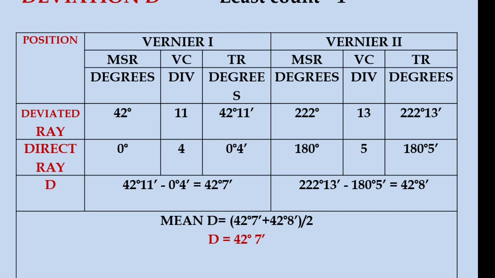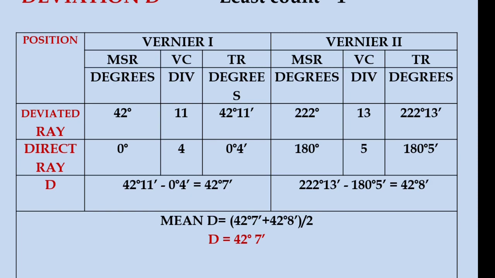And for the other vernier, the main scale reading is 222 degree and the vernier coincidence is 13 divisions. So the total reading is 222 degree, 13 minutes. To get D, the angle of minimum deviation, let us subtract the direct ray reading from the deviated ray reading. From vernier 1, 42 degree, 11 minutes minus 0 degree, 4 minutes gives you 42 degree, 7 minutes. From vernier 2, 222 degree, 13 minutes minus 180 degree, 5 minutes gives us 42 degree, 8 minutes.